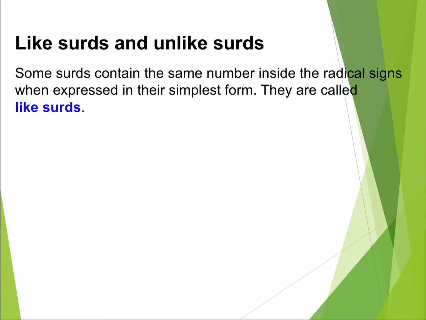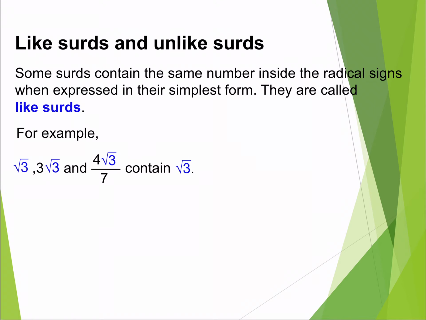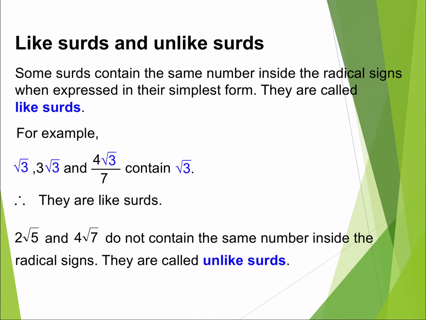Okay, how do we distinguish the like surds? You can see these 4 numbers, they contain the same number inside the surds. They all contain square root 3. So these 4 numbers containing square root 3 are the like surds. But for 2 times square root 5 and 4 times square root 7, the numbers inside the surd form are different. So square root 5 and square root 7 are the unlike surds. These 2 numbers are the unlike surds.